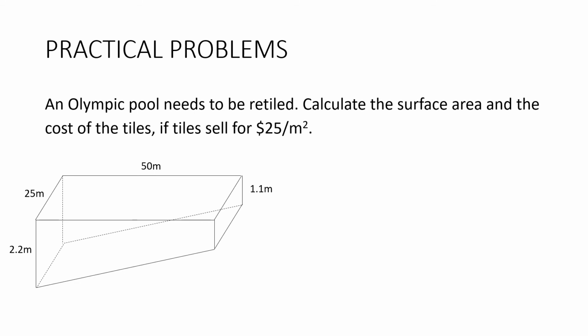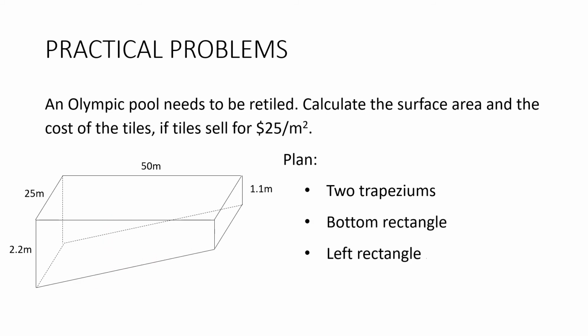Okay, last question. An Olympic pool needs to be retiled. Calculate the surface area and the cost of the tiles if tiles sell for $25 per metre squared. Alright, so let's make a plan. So we're going to have two trapeziums. They're these shapes here, the front and the back. We have got a bottom rectangle, a left-hand side rectangle, and a right-hand side rectangle.